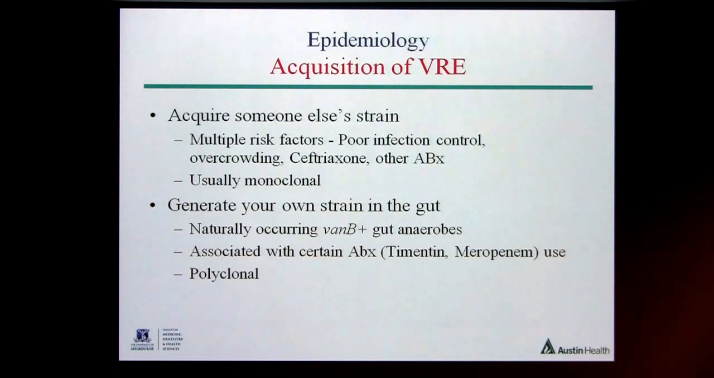Now, I've already kind of mentioned how you acquire different pathogens, but if we talk specifically about VRE, you can either catch someone else's strain or you can create your own. A fair bit of research has been done to identify what proportion of each is relevant to enterococcus. What makes you more likely to acquire someone else's strain is poor infection control, overcrowding, use of third-generation cephalosporins like ceftriaxone, and other antibiotics. And of course, that's usually monoclonal.